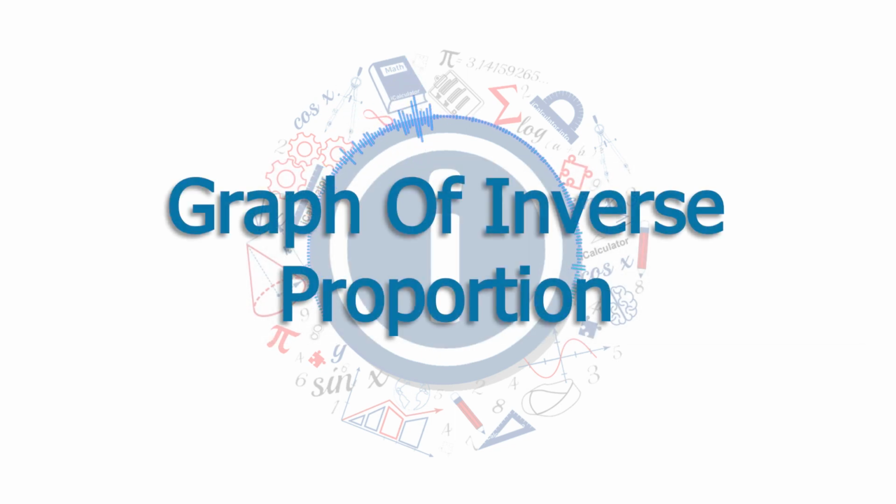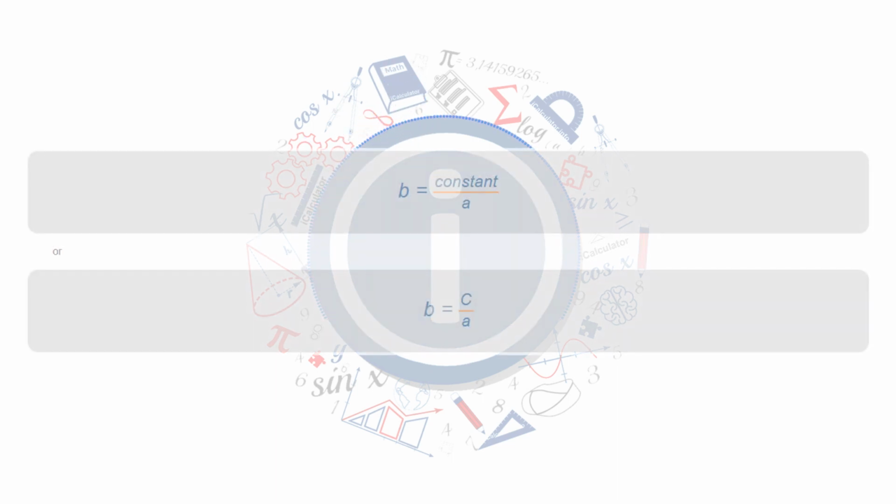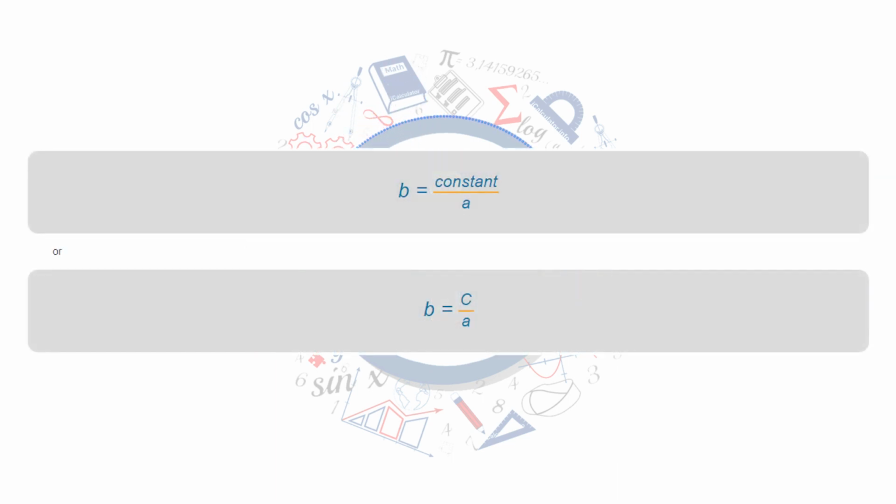Graph of inverse proportion. From the previous example, we have demonstrated that two quantities involved in an inverse proportion have a relation of type A times B equals constant, which we can write as the following. The graph of this relation is called hyperbola. It is a curved line that approaches the axes without touching them with the increase in the values of A and B. To increase the accuracy of an inverse proportion graph, we must use as many points as possible.